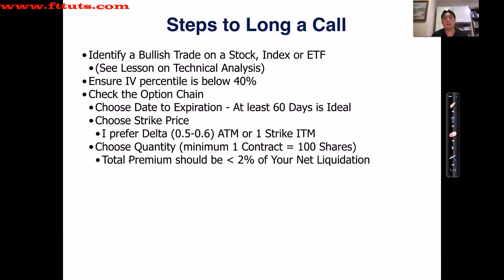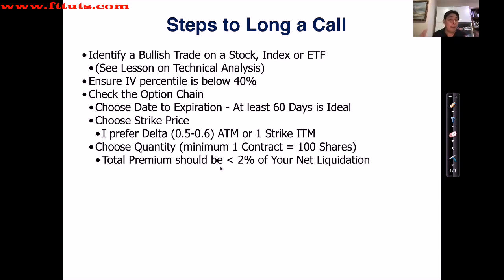Next would be to choose the number of contracts to trade. Again, the minimum would be to select one contract, and one contract would be equivalent to 100 shares. So you could select 2 contracts or 3 contracts, up to you. So my suggestion again is to manage your risk. So you should trade the number of contracts such that the total premium you're paying be less than 2% of the net liquidation of your portfolio. So net liquidation refers to your total capital.